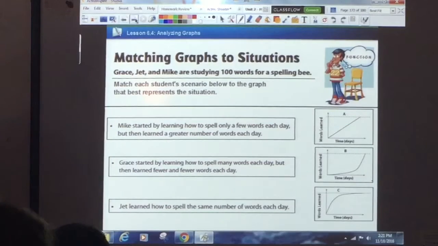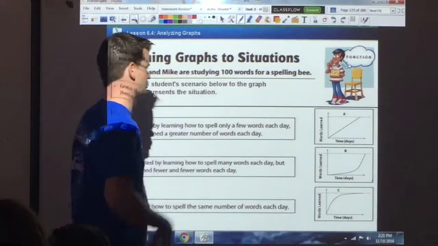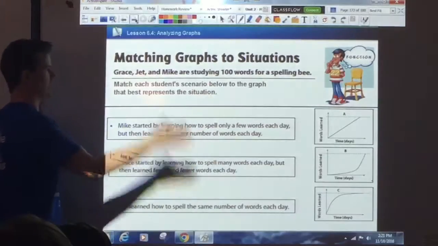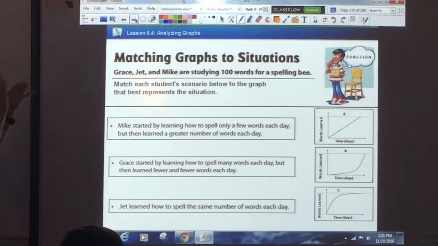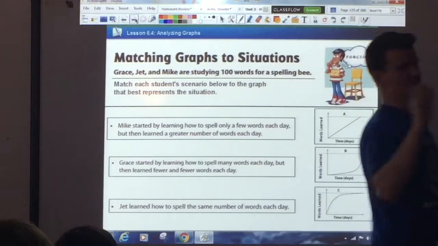Right. Matching graphs to situations, kiddos. So before we had a graph and we had to figure out what was going on. Now we're given situations. We have to match them up to the different graphs. 3 scenarios, 3 graphs. This scenario talks about Grace, Jen, and Mike. They're studying words for a spelling bee. The key here is to look for keywords.